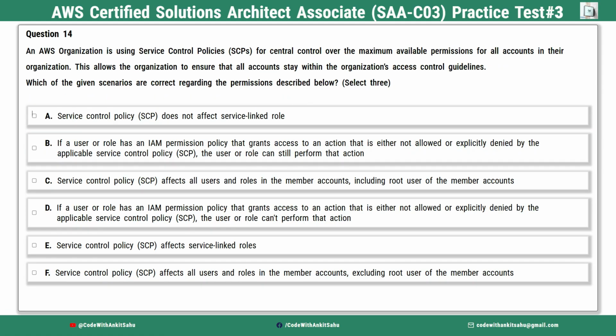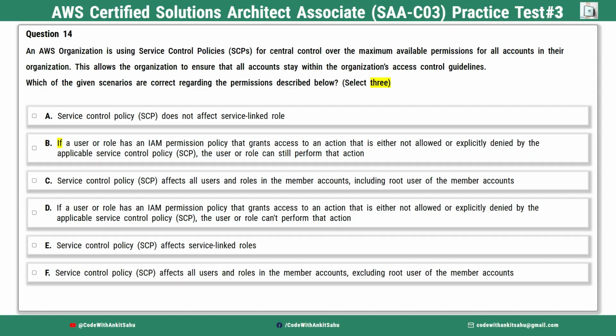Question 14. An AWS organization is using Service Control Policies (SCPs) for central control over the maximum available permissions for all accounts in their organization. This allows the organization to ensure that all accounts stay within the organization's access control guidelines. Which of the given scenarios are correct regarding the permissions described below? Select 3. Option A. Service Control Policy (SCP) does not affect service-linked role.